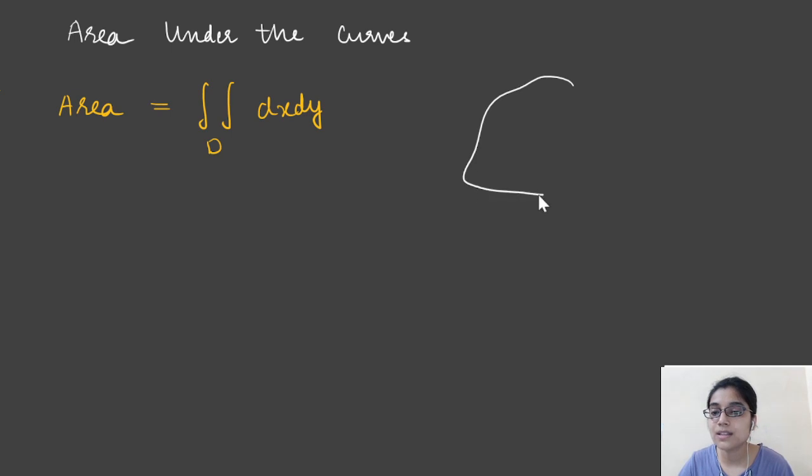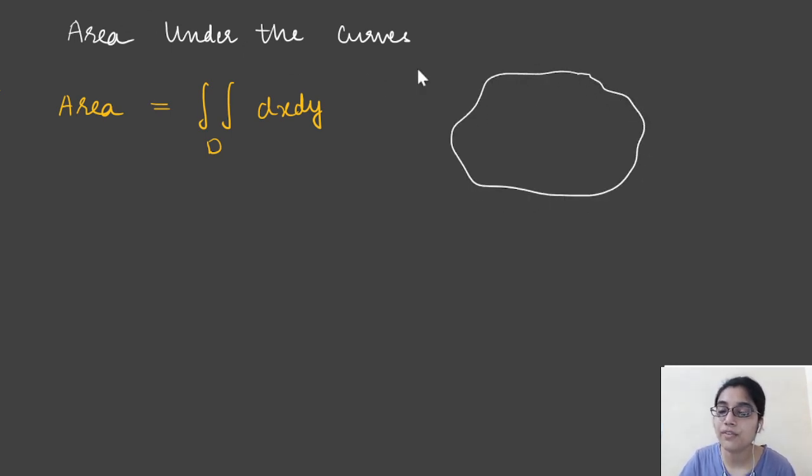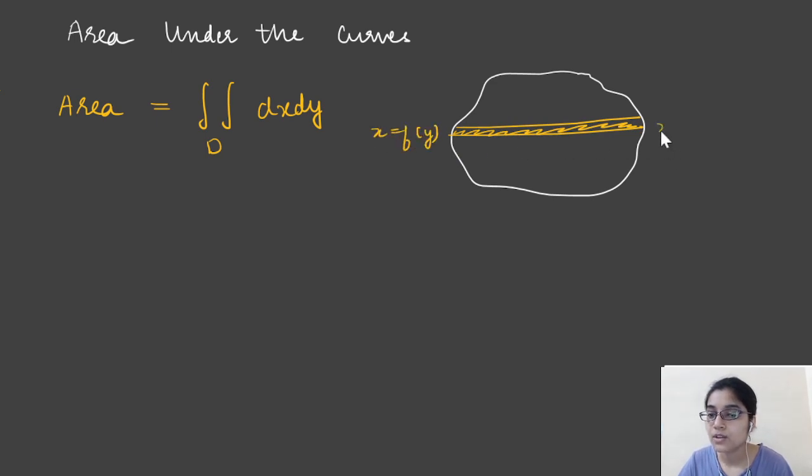So suppose this is our region of integration. Okay, so if this is our region of integration, what we will do? If we want the limit of x in terms of y, we will draw a strip which is parallel to the x axis. Okay, so suppose it goes from x equals f of y to x equals g of y, and then this is the bottommost part, say y equals c, and this is the topmost part, say y equals d.